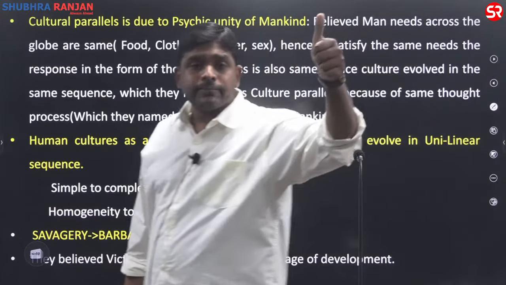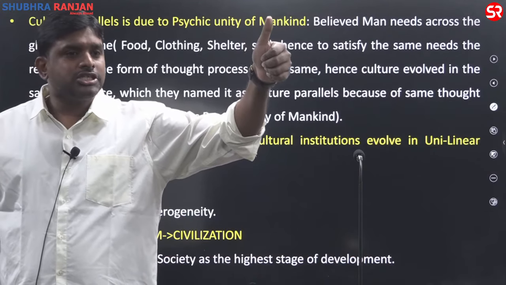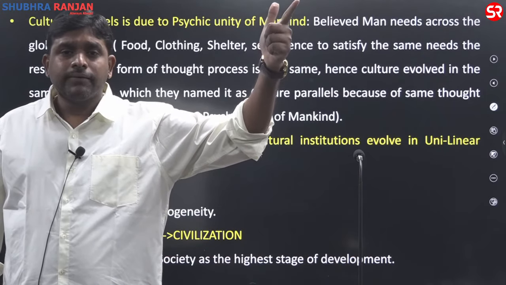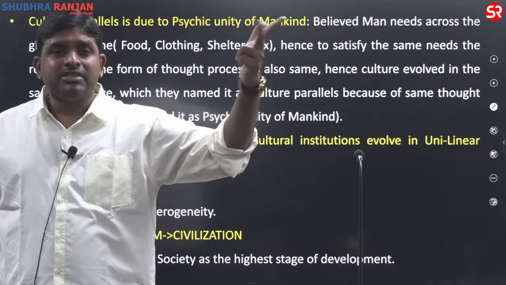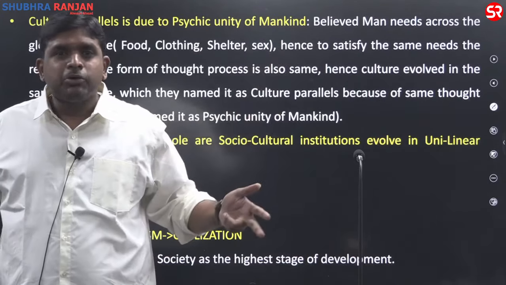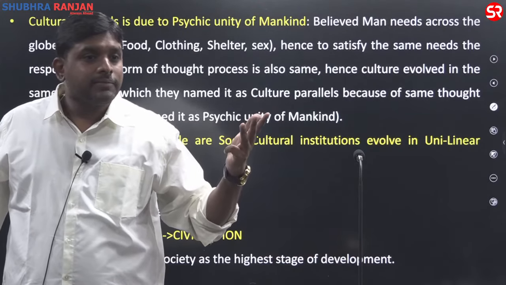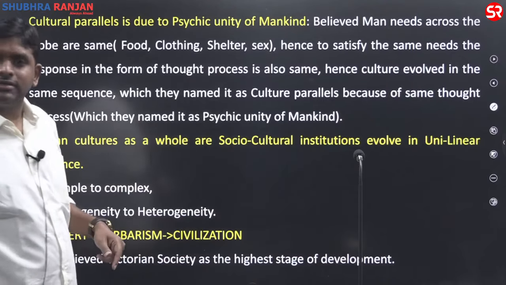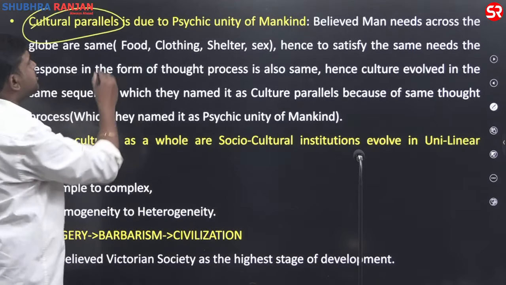Number one, what is it? Evolution is not spontaneous, evolution is stage after stage. Second one is what? Racial superiority is a psychological myth. Third is what? The comparative approach. There is a need for comparison. Fourth one is what? Survivals of the past or culture survivals. Fifth, culture parallels. The fifth concept is given.